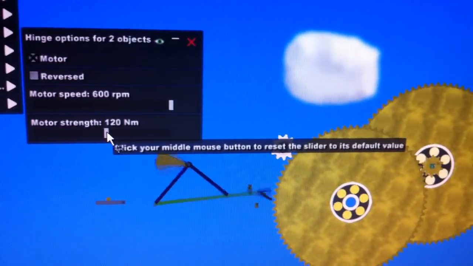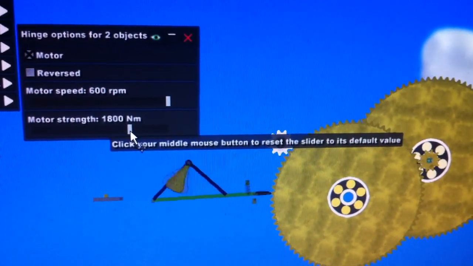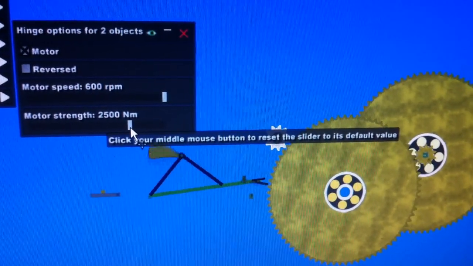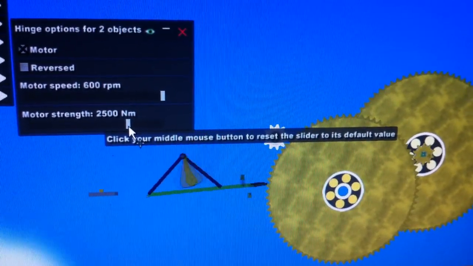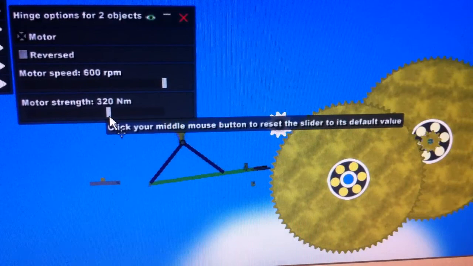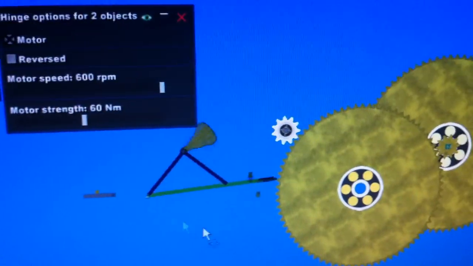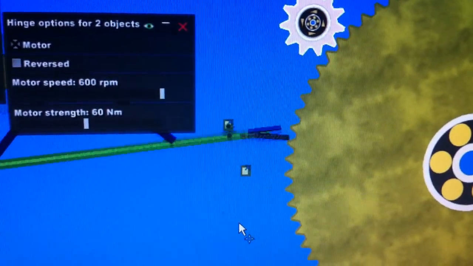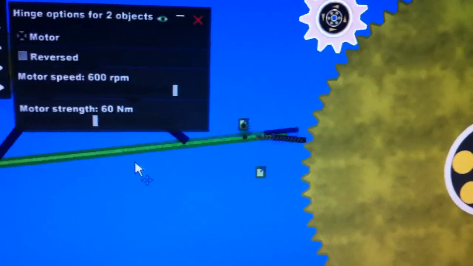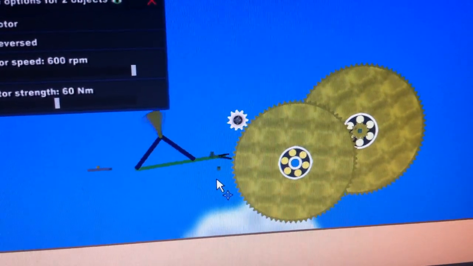Let's turn it up till it rotates in the other direction. And there it goes. 2,000 there, turning. Turning down now. You'll see what happens with the bouncer as it fights. Right now it's slowing down that flywheel. Eventually that flywheel will spin in the other direction.